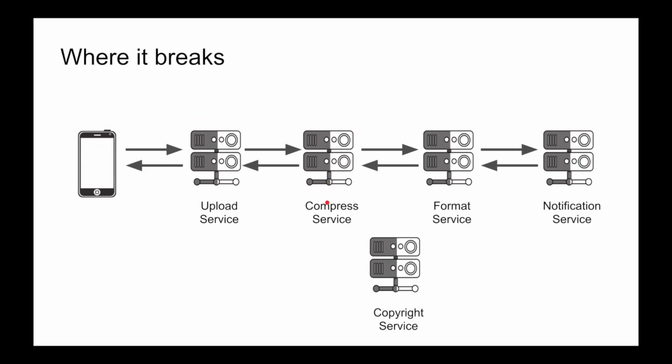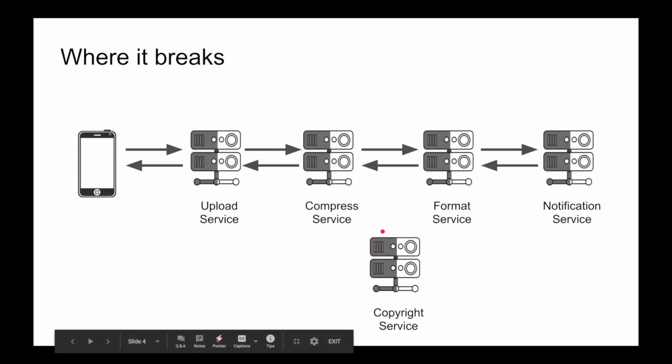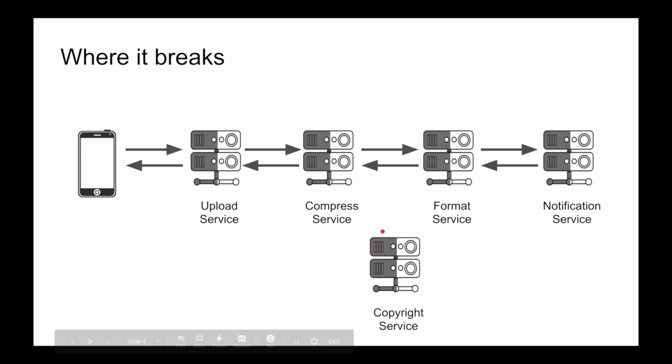Let's say we want to add another copyright service, to check the content for content IDs and check if there is a copyright infringement, right? So the compress service needs to send the compressed file to both format and copyright. Oh my God, right? This topology gets really complicated real quick, son, right? All right, what's good, what's bad about this?